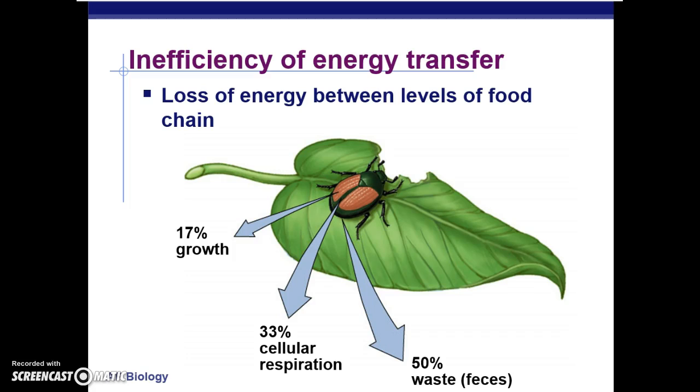And the loss of that energy really is accounted for by looking at what is here. A lot of it is through cellular respiration. So when we think of the heat being generated by the organism's body actually going through cellular respiration and expending energy to do that. 17% of the energy loss is estimated to be due to just simply growth of the organism, but the vast majority, 50%, is just waste product. So there is a lot of inefficiency of energy that is just lost through feces.